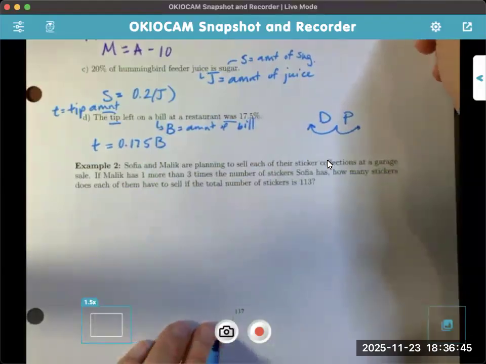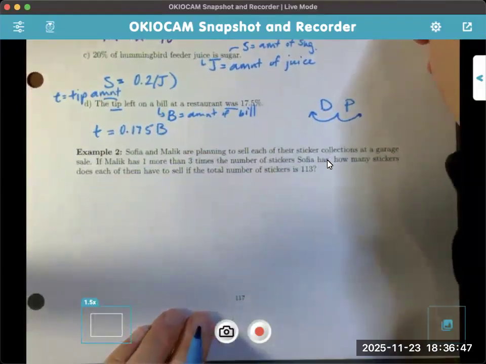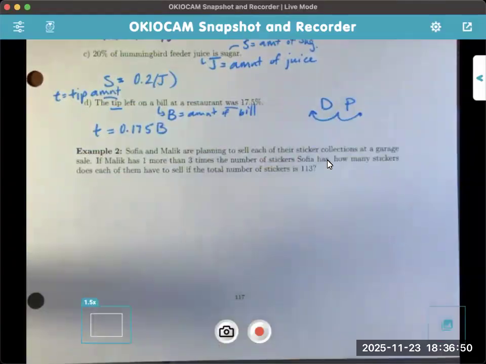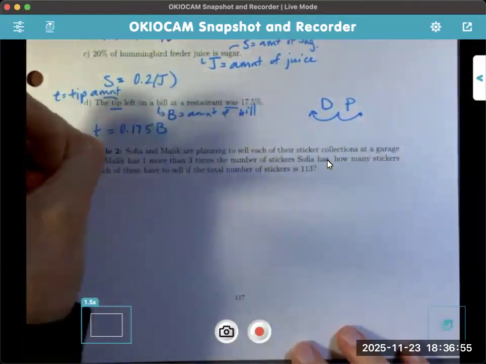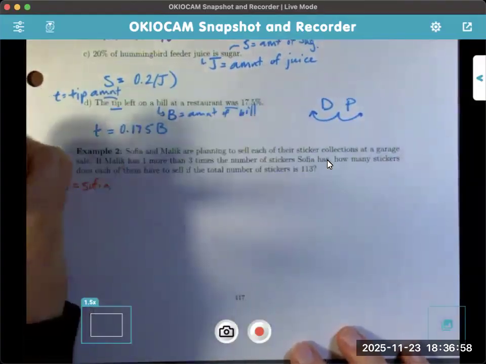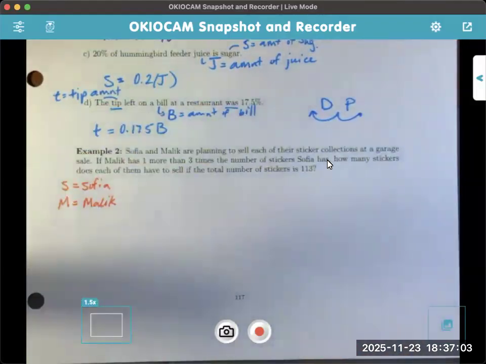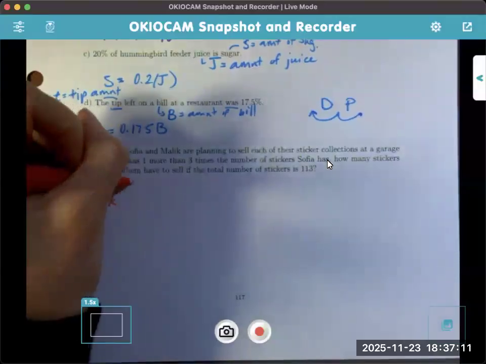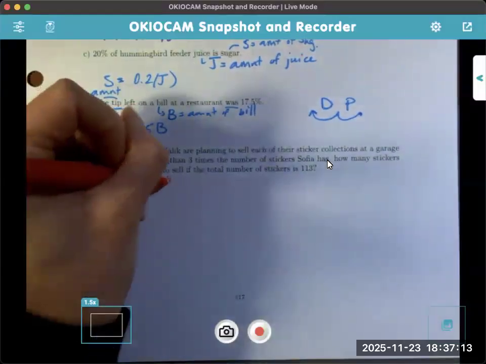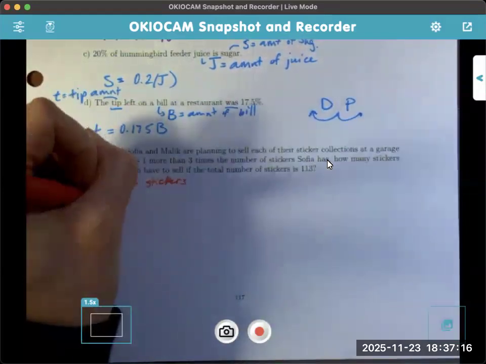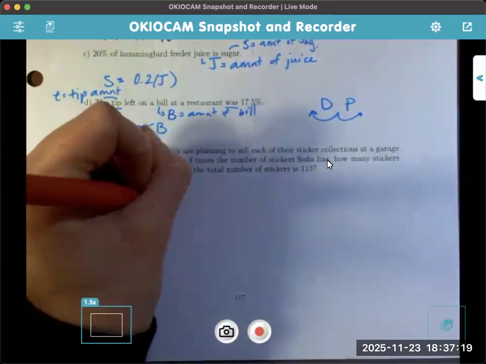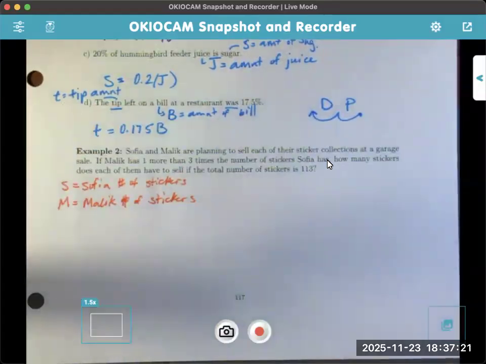Next, Sophia and Malik are planning to sell each of their sticker collections at a garage sale. Okay, so then we have, let's say, S for Sophia and M for Malik. If Malik has one more than three times the number of stickers for Sophia. Okay, so this is Sophia's number of stickers. There must be some pretty cool stickers if they can sell them for money. All right, there we go.